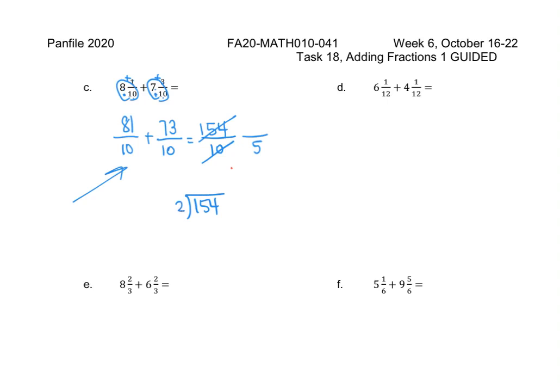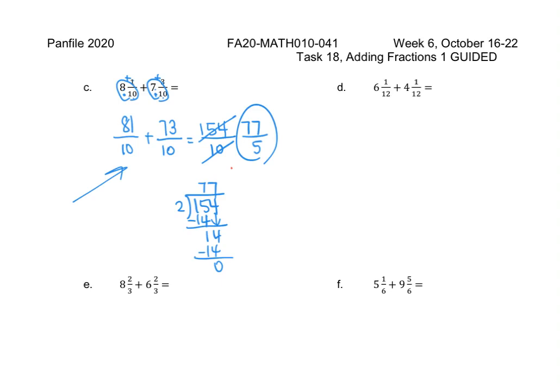When I cut the top in half, I get 154 divided by 2. 2 goes into 15 7 times. That gets me 14. 1, bring down the 4, 77. All right, so I get 77 over 5.